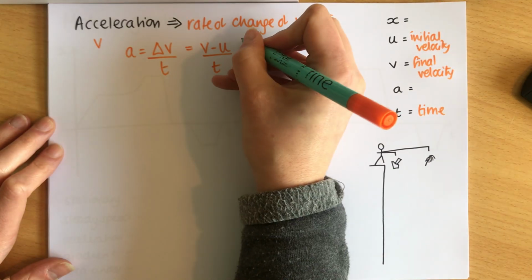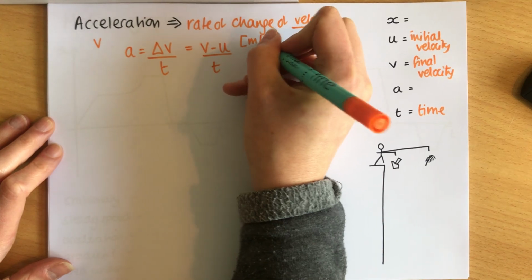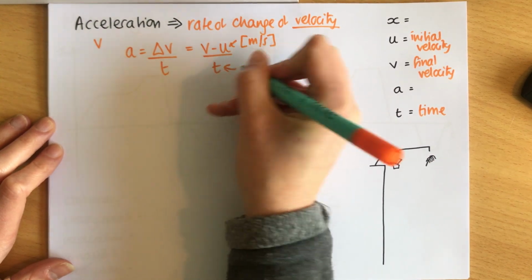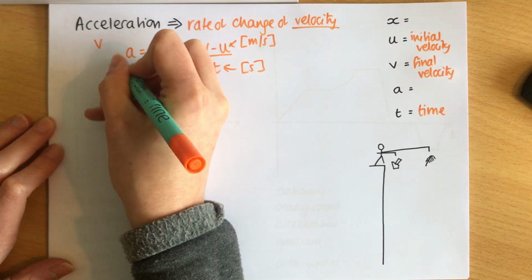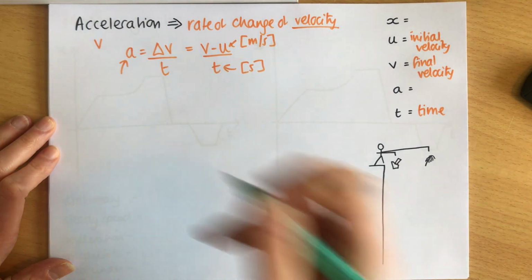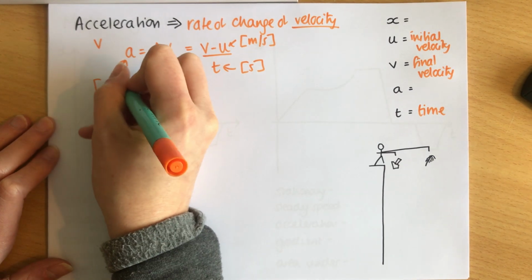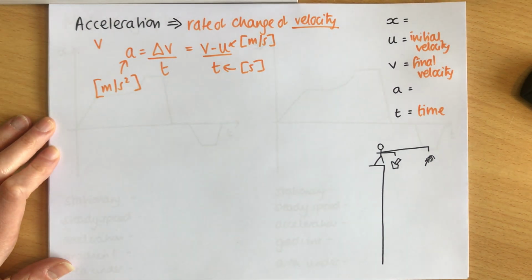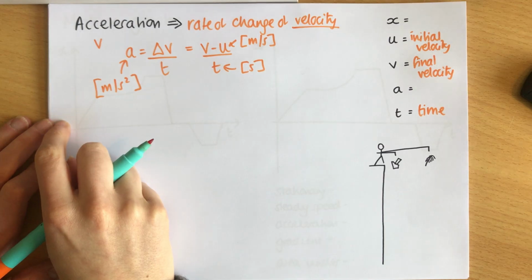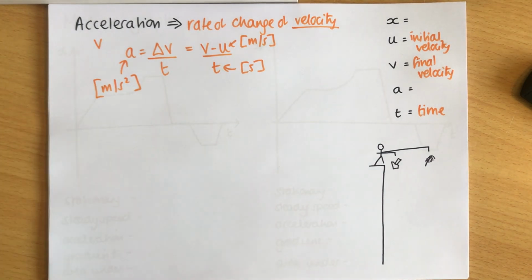Now the unit of v and u is meters per second, and the unit of time is seconds, which makes the unit of acceleration meters per second divided by seconds, which is meters per second squared. It's an odd one, but there we are. This is the definitive equation, the one you'll probably use most often, but there is another equation, and you are given this in the exam.